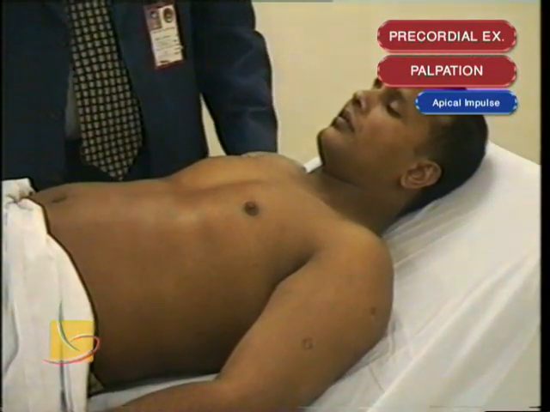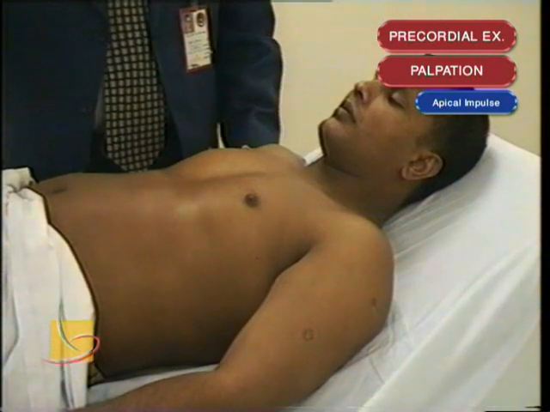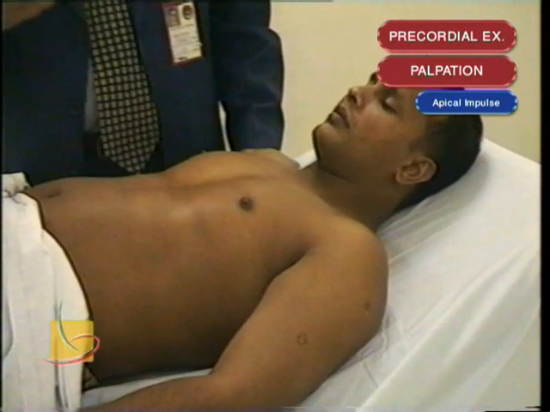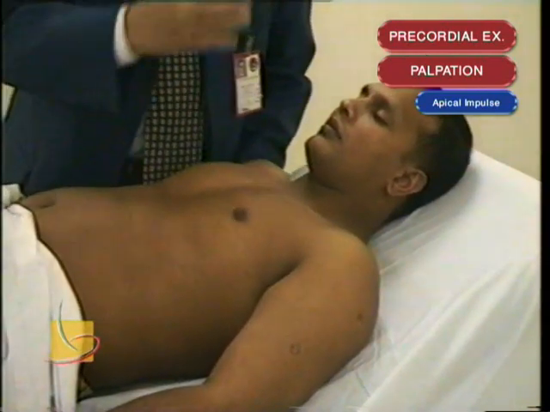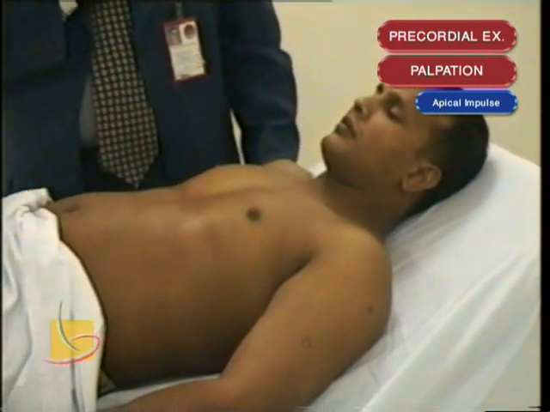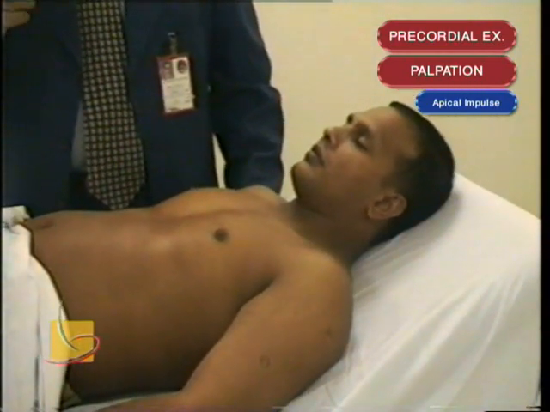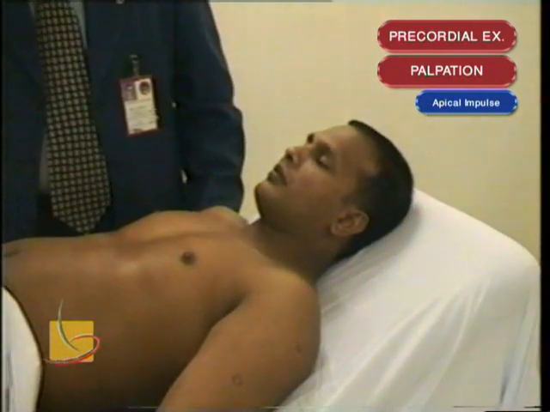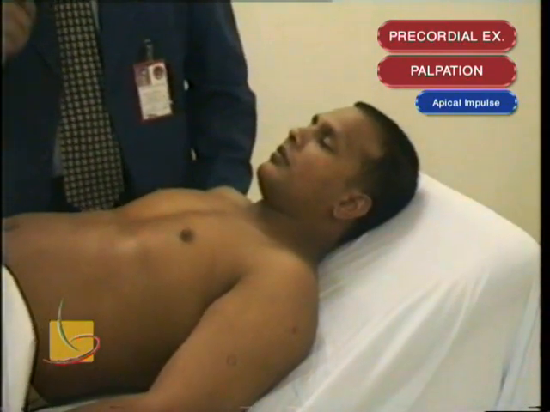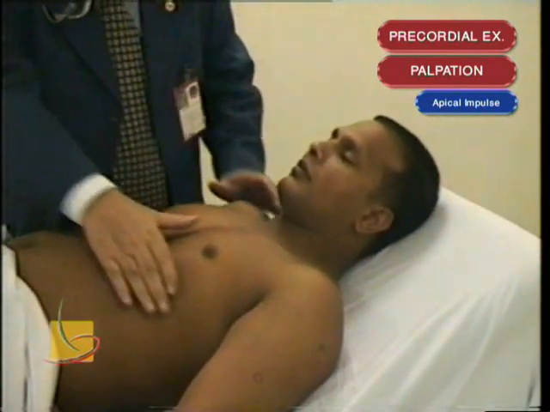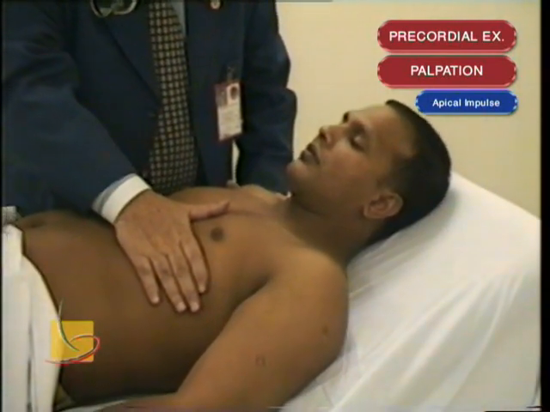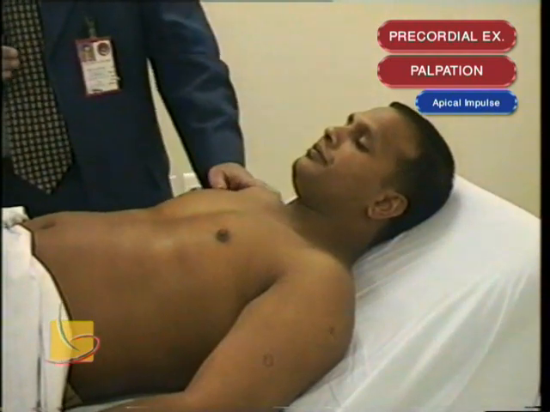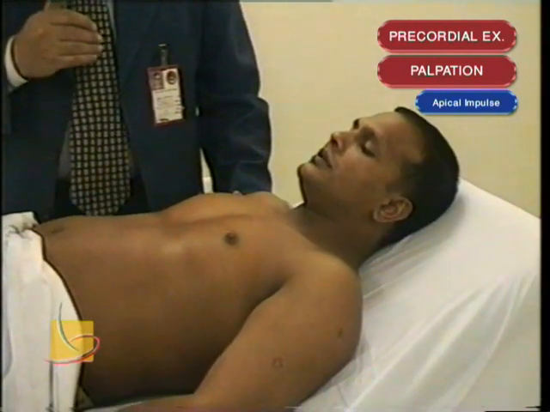Suppose the left ventricle is ejecting the blood against resistance and the ejection phase is long, like in cases of aortic stenosis, then the apical impulse will be longer, strong and sustained, heaving and sustained. It takes a longer time because of the prolonged ejection phase. So this is a third character, which is the sustained apical impulse.